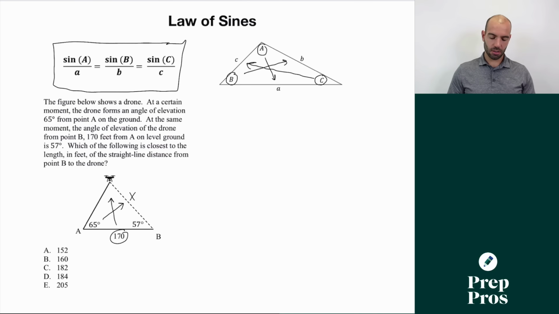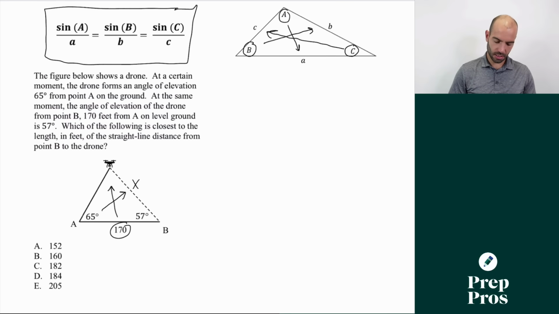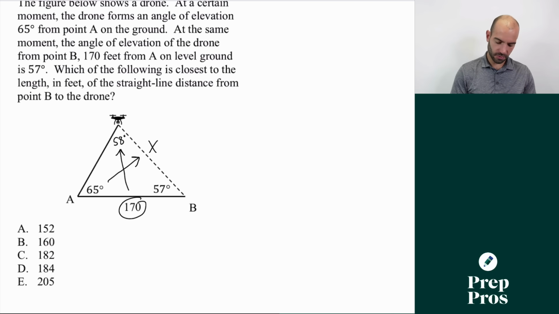Now, the good news is, with this angle here, we can solve it because we know that all three angles in our triangle have to add to 180. So this angle up here is going to be 180 minus 65 minus 57, which gives us a value of 58 degrees up here. So we know that this angle up top is going to be 58 degrees.